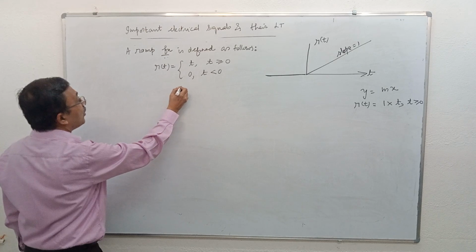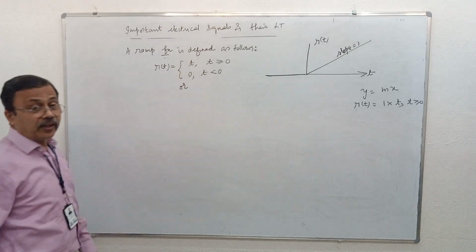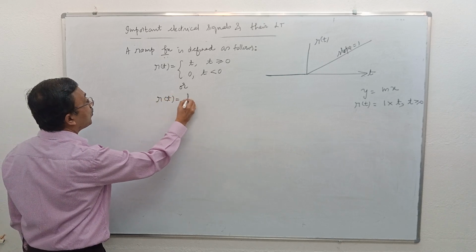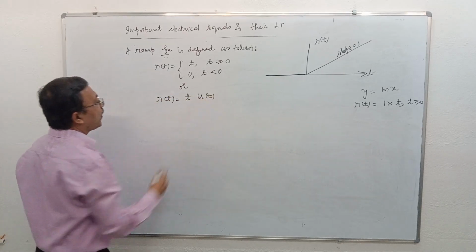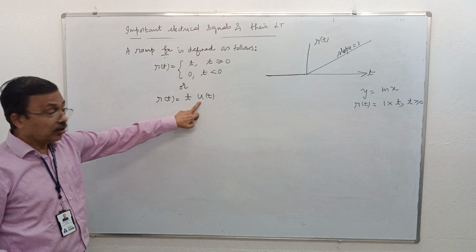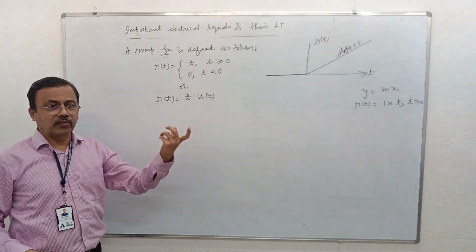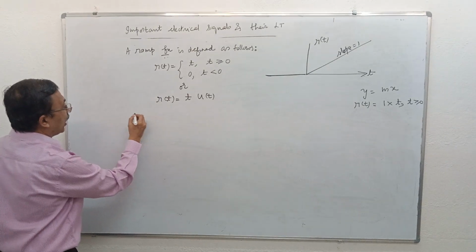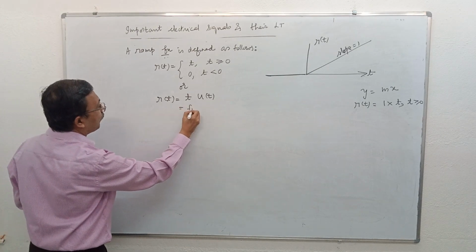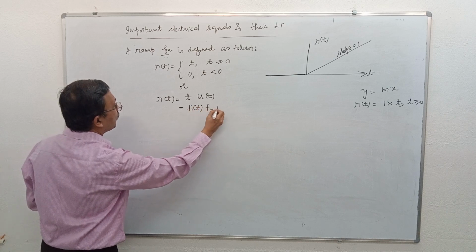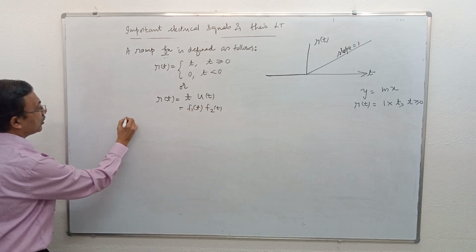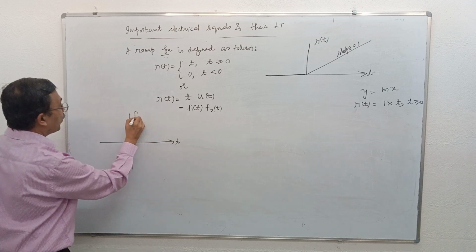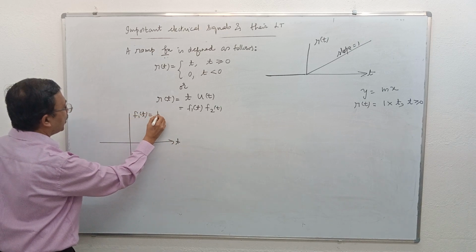Some people, instead of using two expressions for defining r of t, use a single expression. They write r of t is equal to t into u of t. U of t, please note, is either 1 or 0. Let me sketch this and explain it to you. I'll write this as f1 of t into f2 of t. Please watch. Let me sketch first f1 of t. f1 of t is t.